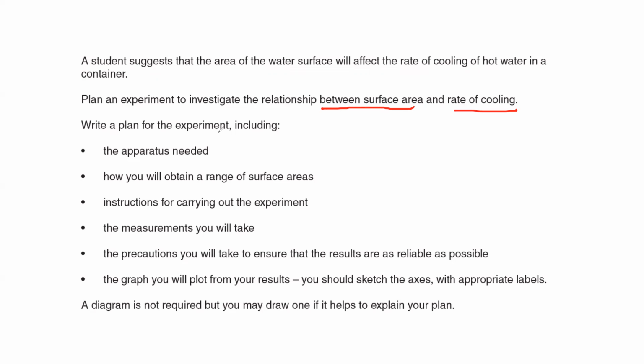Whenever you write an experiment plan, you always try to answer the points. Don't try to write paragraphs. You try to answer each point separately so that you don't miss a single thing in the experiment. So first thing, they asked the apparatus needed. What apparatus do we need for this experiment?